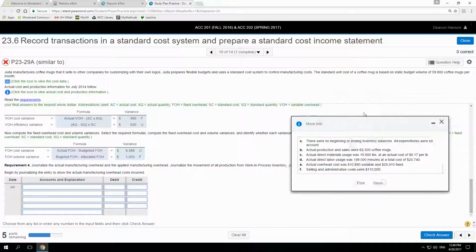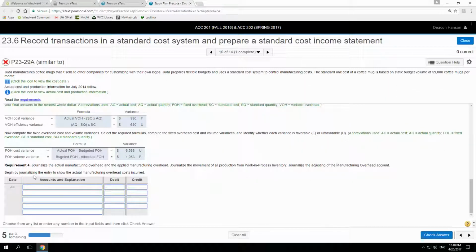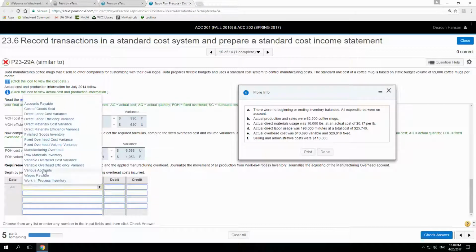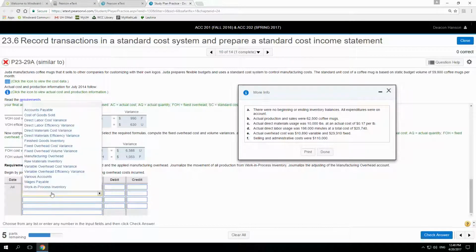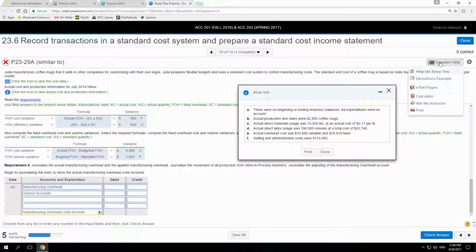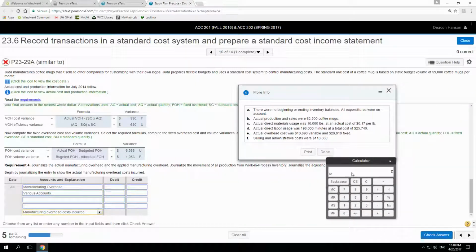So let's see. We need to make some journal entries. And the first one is begin by journalizing the entry to show the actual manufacturing overhead incurred. So I think they tell that to us, right? See, E is actual. So we're going to debit manufacturing overhead and credit, usually all these different overhead accounts, but they just use various accounts. Okay, so this is to record manufacturing overhead cost incurred. So what you would do is you would add the variable and fixed on line item E. So 10,890 plus 29,910, 40,800.